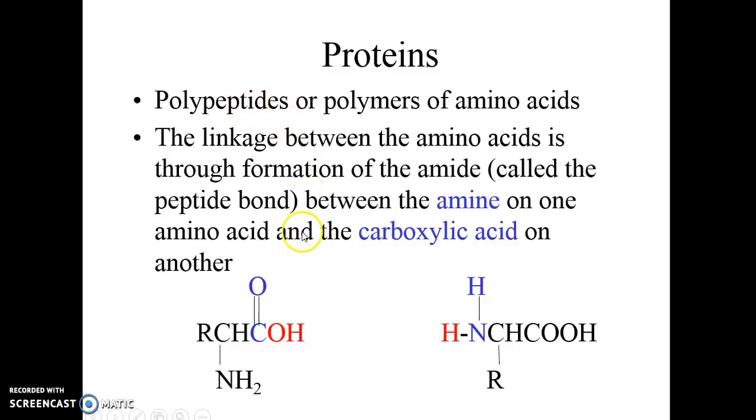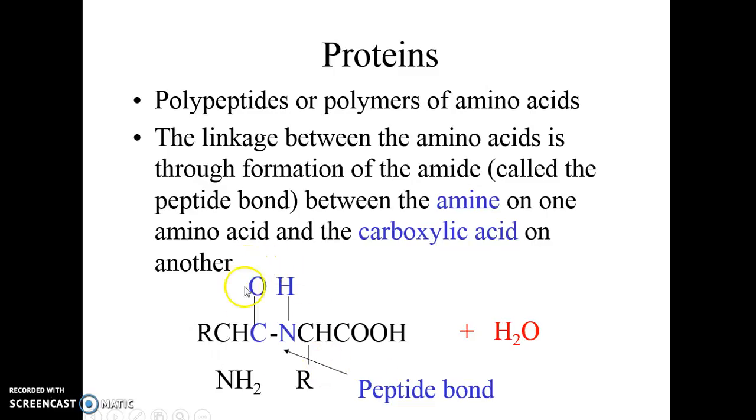Proteins are polymers of amino acids, just like polysaccharides or starches are polymers of sugar, polymers of glucose stuck together in a big long chain. Proteins are a bunch of amino acids stuck together in a big long chain. It is formed from the carboxylic acid of one amino acid reacting with the amine of another amino acid. So here we have the carboxylic acid and the amine. And what they're going to do is condense. If you remember, condensation is the removal of water to join two molecules. So we're going to remove that water and join them. And then the bond that is formed is called the peptide bond. That's why proteins, which are polymers of amino acids, are often called polypeptides.